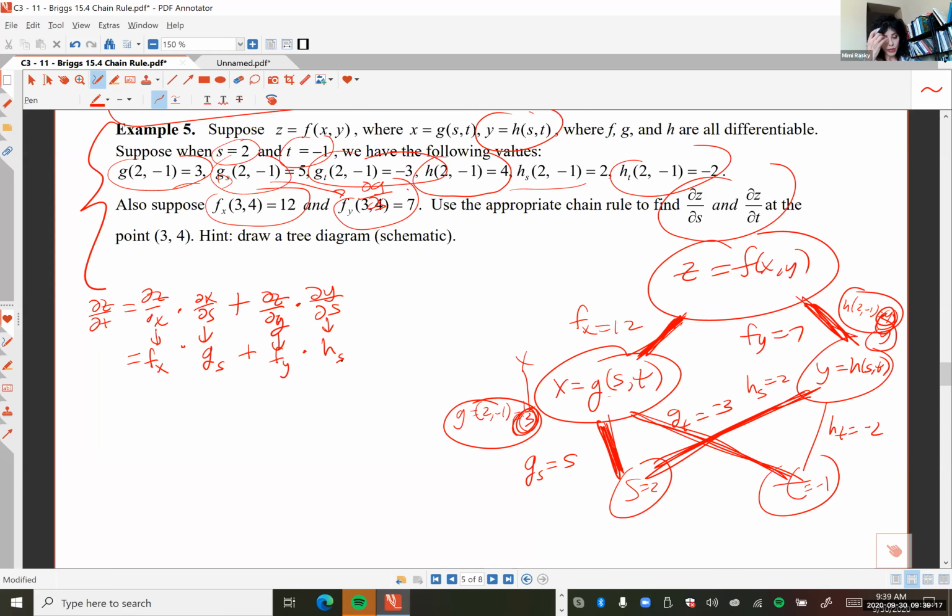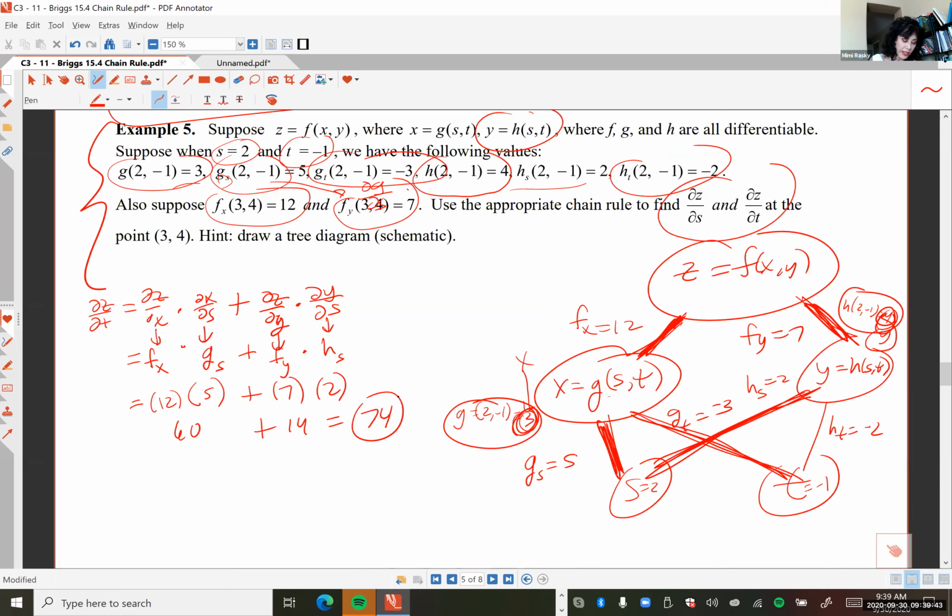So now you're just going to plug in all the values because they told you all the values of all of these partials at the point that they want to find the partial. So you're going to go, okay, fx is 12, gs I think was 5, fy was 7, and hs was 2, and then this is going to be 60 plus 14. Final answer, 74. We don't have any units because this is a kind of a unitless problem.